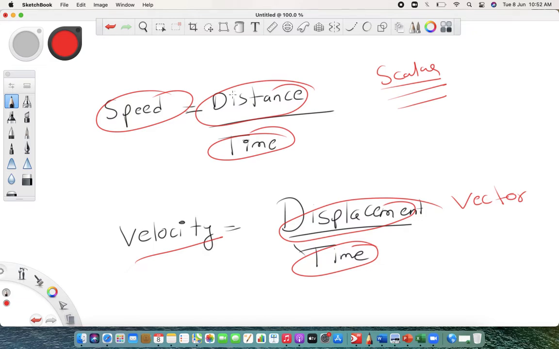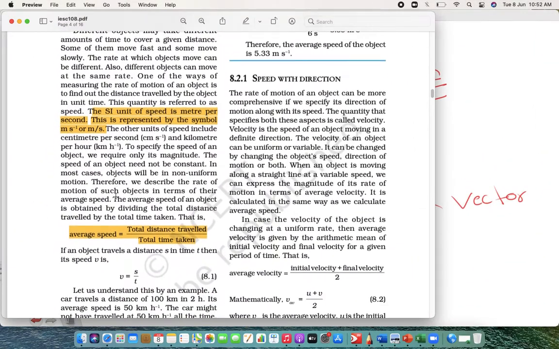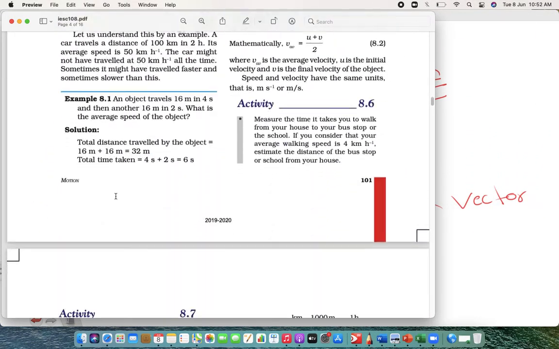Now, speed requires only magnitude. If somebody asks you how much speed you are traveling at, you just say one value: 100, 80, 40. But when we talk about velocity, it has to be mentioned with a direction also. So speed is a scalar quantity and velocity is a vector quantity. This is the difference between these two.